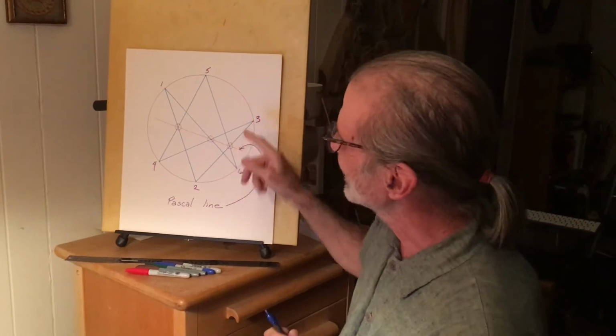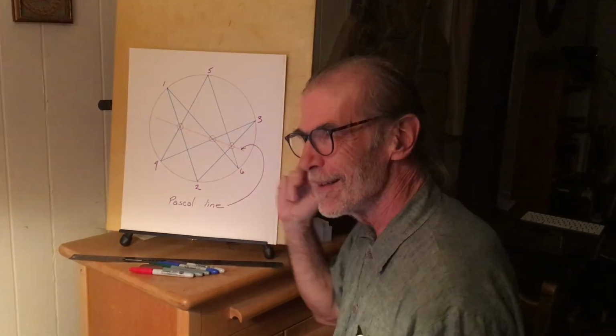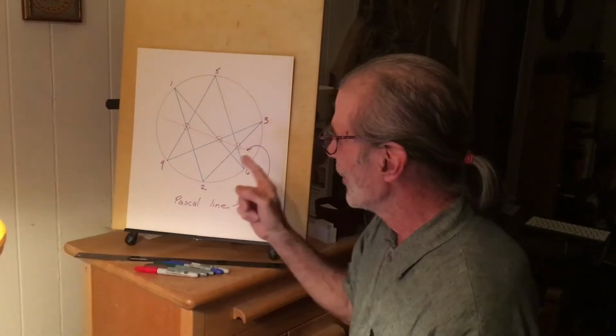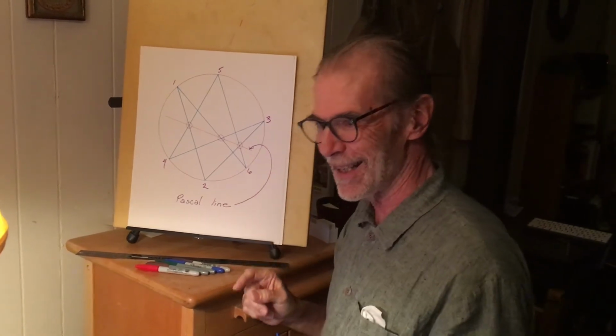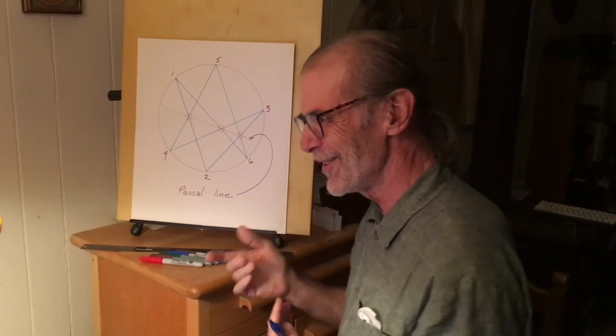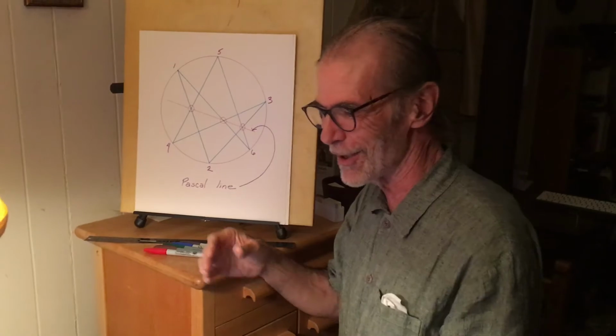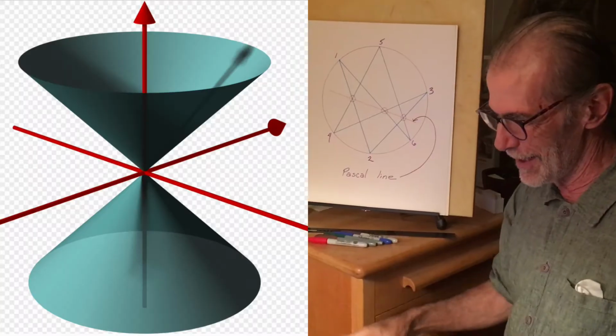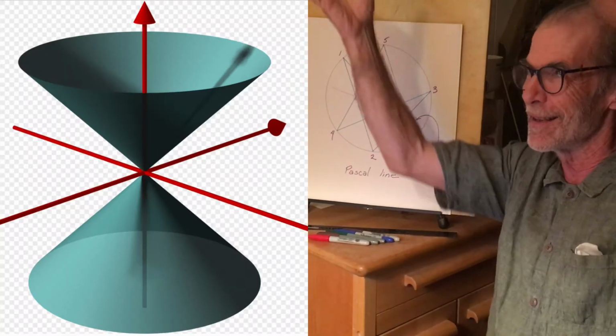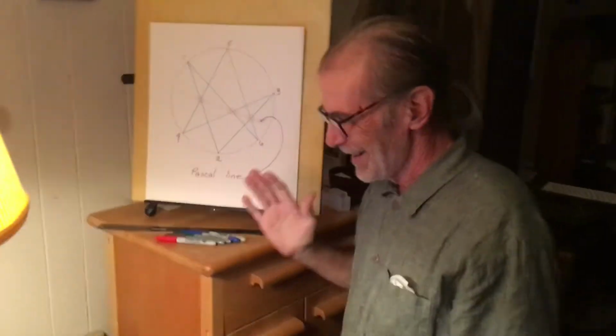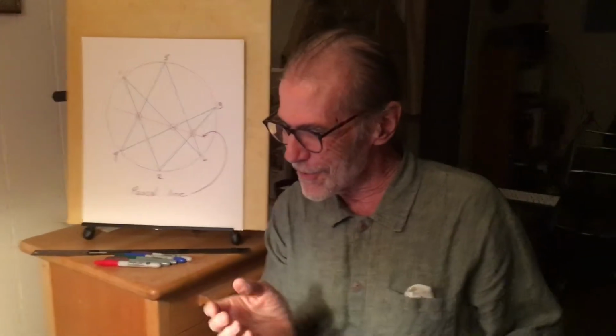Anyway, the Pascal line, he then said this bold statement. He said, this works with any conic. And so you may not know what a conic was. The ancient Greeks had this picture of infinite cones that intersected, and a plane slices through them in different ways.